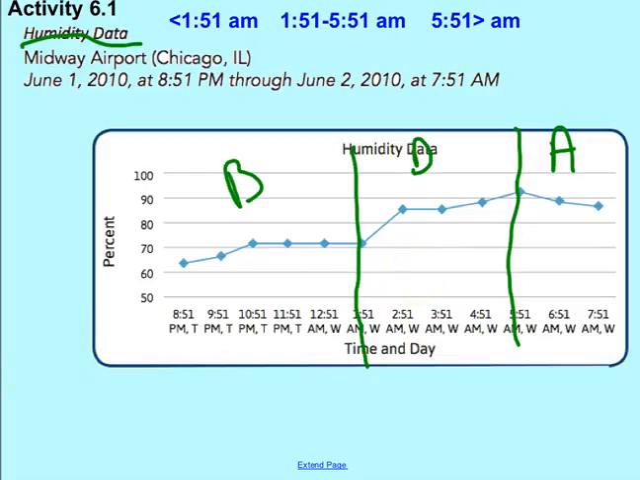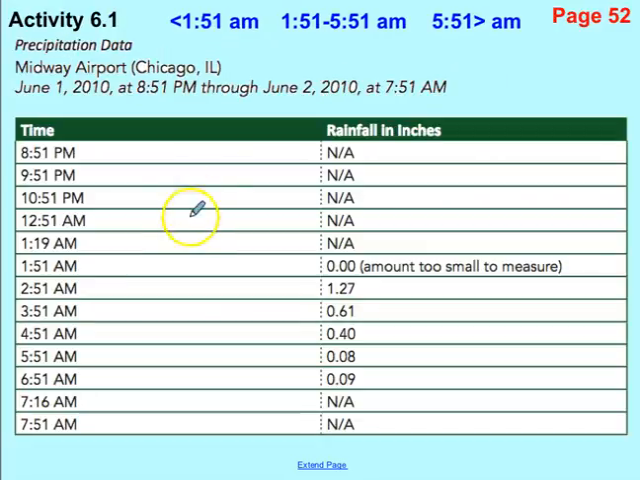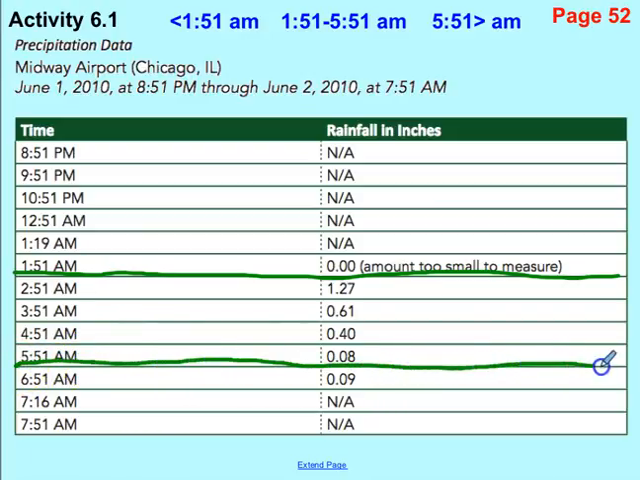And if we go to the last one right here, so I can't draw this line vertically, but here's your 1:51. I'm going to draw it horizontally here. Here's your 5:51. So what do you notice about the precipitation before the storm, during the storm, and after the storm? So go ahead and fill out your chart. Again, you should be able to describe what happened.